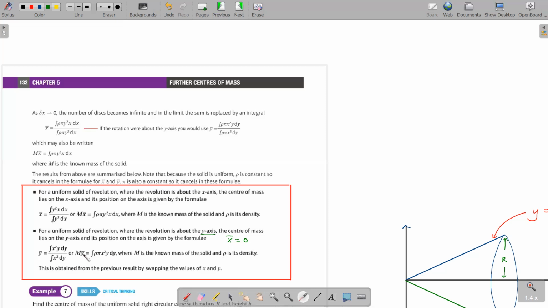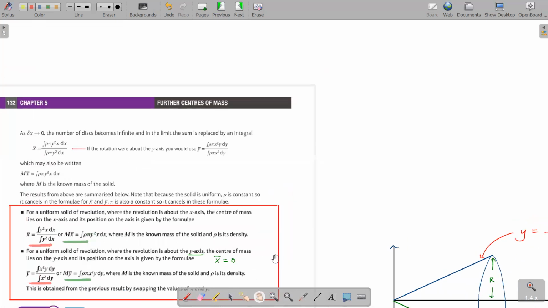So guys, both of these equations are really important. Once again, if you know the total volume, it's easier to use the second version. If you don't know the total volume, then use the first version. So these are the two versions. Now we'll see how to actually apply them. One more thing: when you are revolving around the x-axis, y bar will be 0. So these are the things you need to know. Make a note of this and we'll go for some applications.